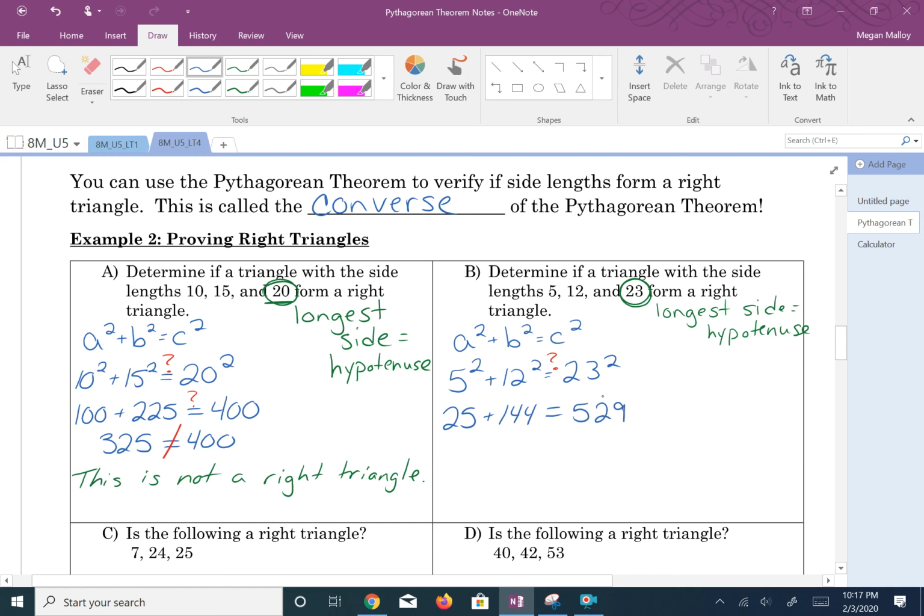And I think our math skills are pretty strong. We can see that that is definitely not going to be equivalent. 169 is not equal to 529. So this is not a right triangle.